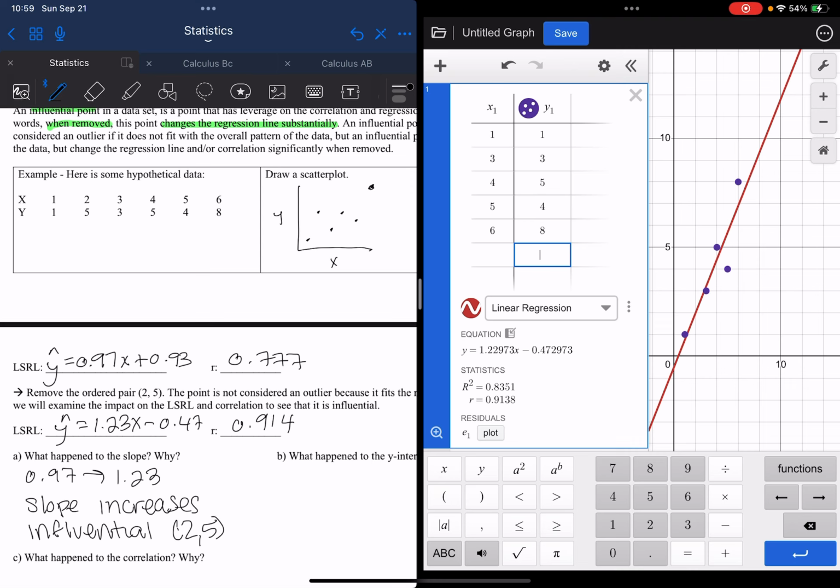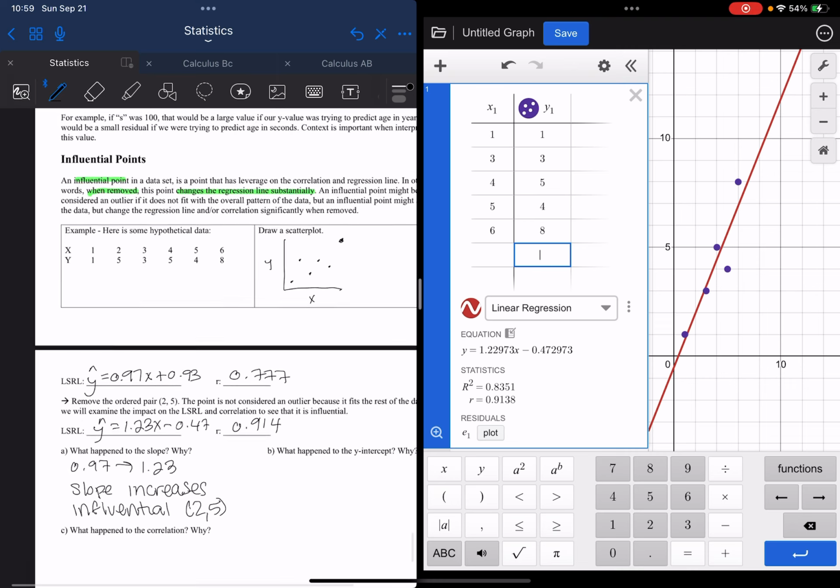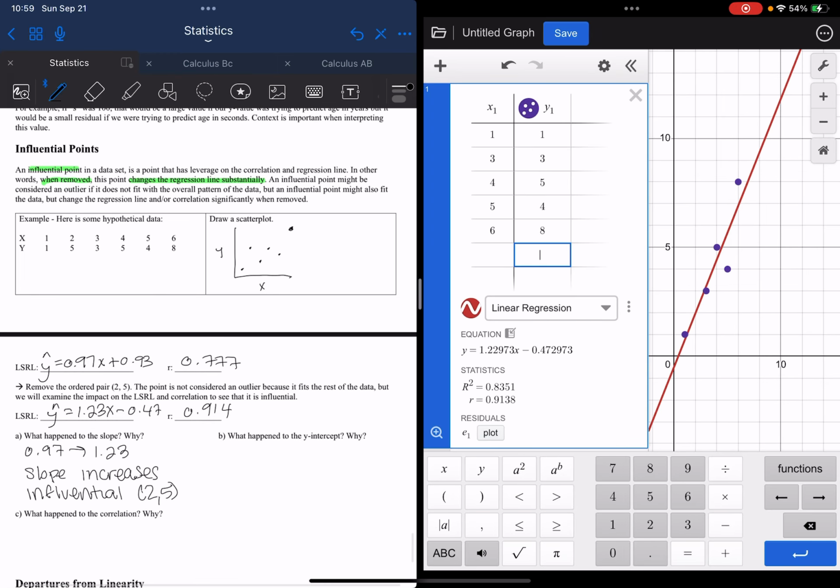Okay, then it says what happened to the y-intercept? Well, my y-intercept decreased. I went from 0.93 to negative 0.47, so it decreased. And it decreased because the slope increased. So when the slope increased, it moved my y-intercept lower.